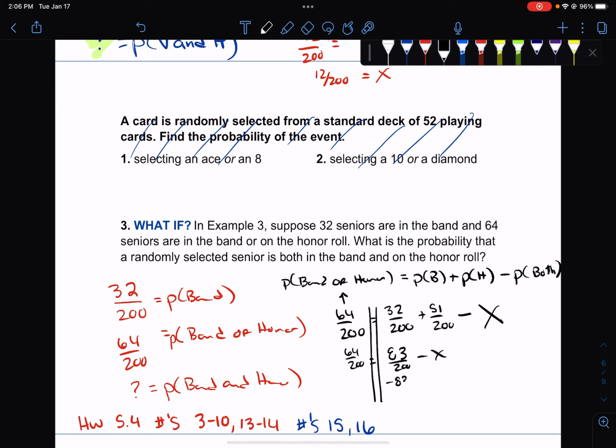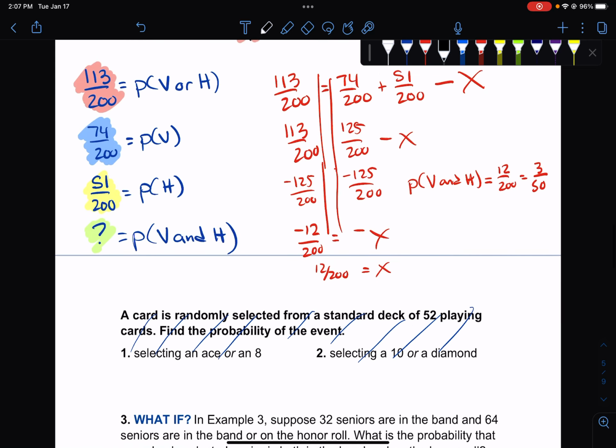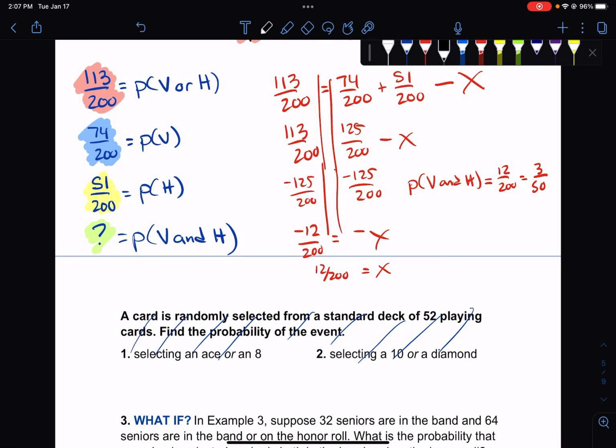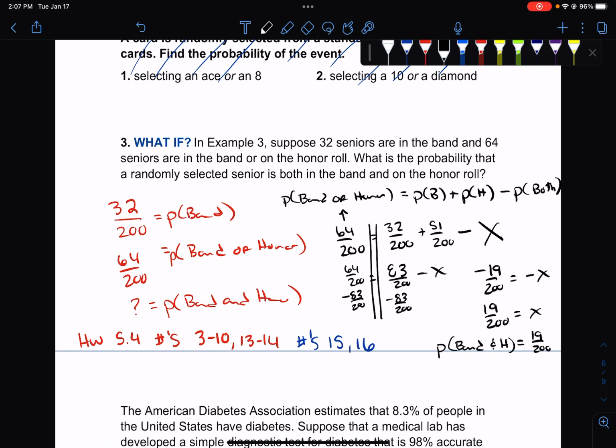If I subtract 83 over 200 on both sides, then I end up with negative 19 over 200 equals negative X. Since both sides are negative, I can change both sides to be positive. So now X is 19 over 200. So the probability of being in band and honor roll is 19 out of 200. Varsity and honors was 12. Band and honors is 19. So it's a little bit better. Not a lot higher, but a little bit.